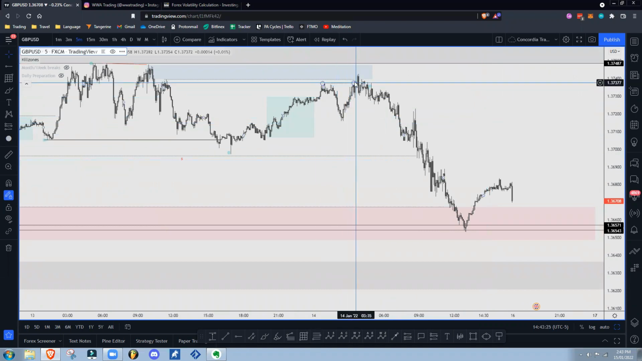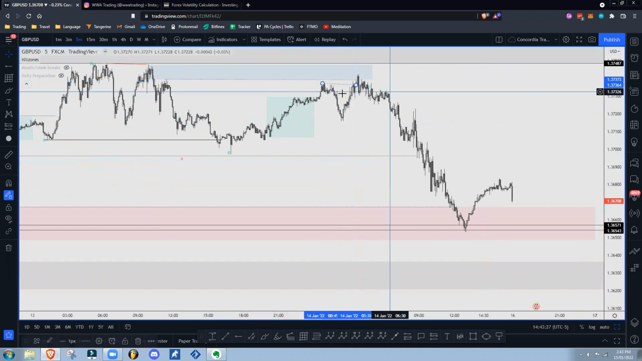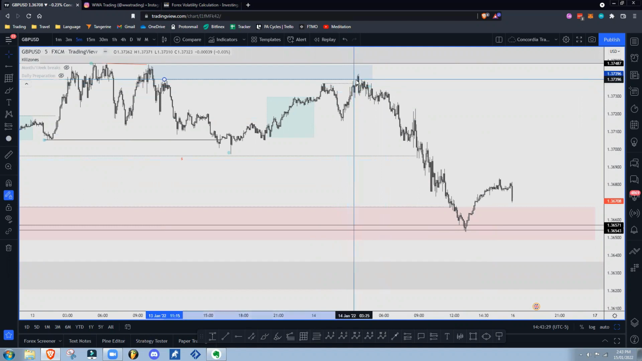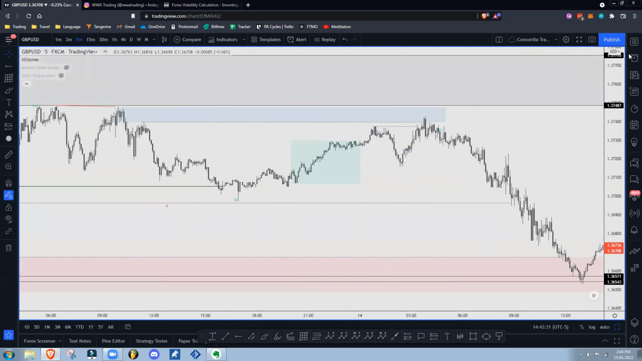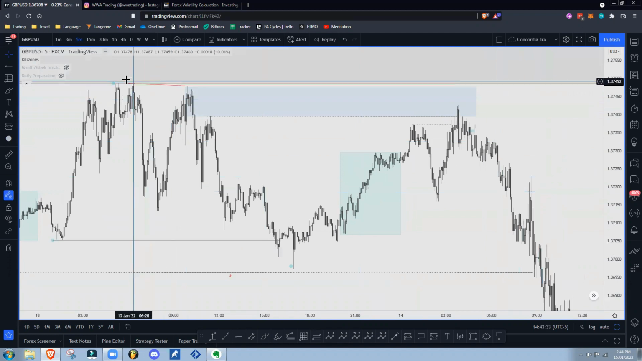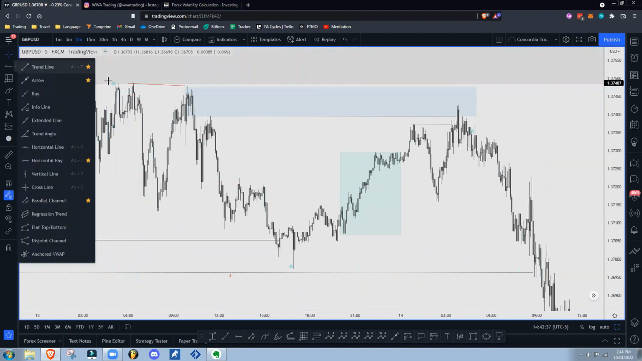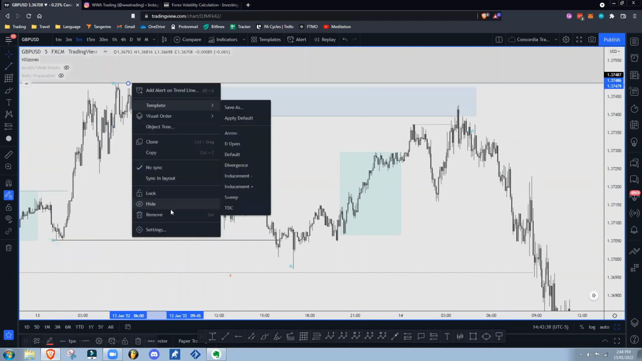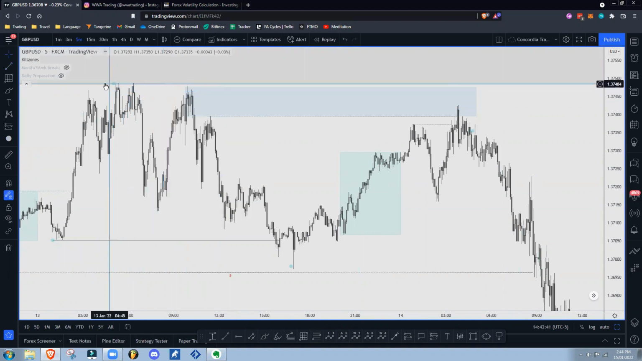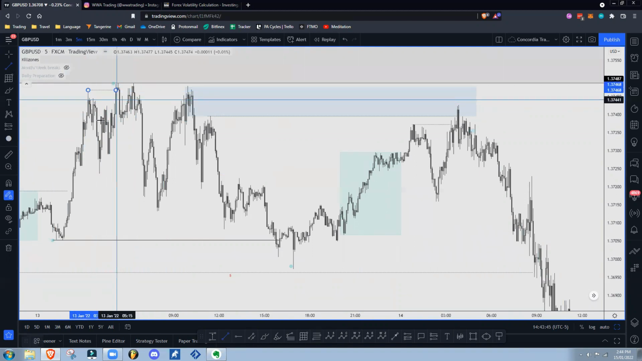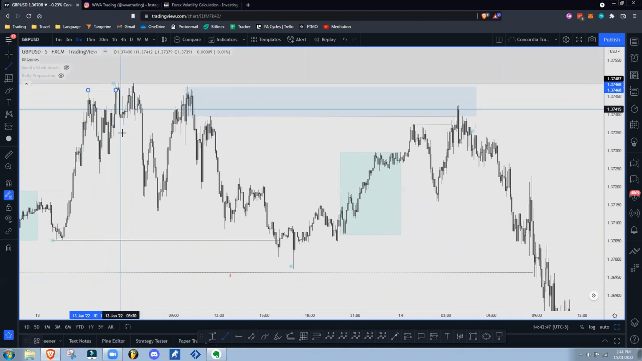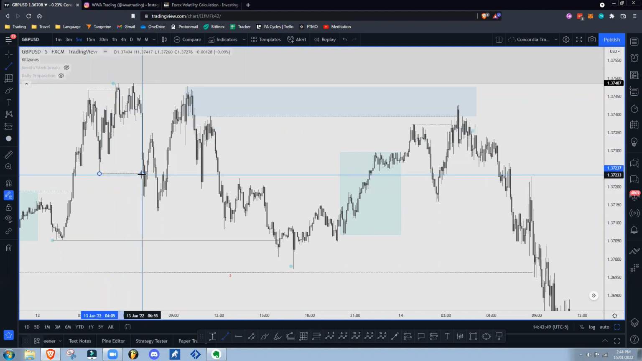Okay. So here's your sweep. Here's your sweep again into that POI. You can see here, right? We mitigated right there. We had a nice sweep on. Let me just get rid of this for a second. We had a break or sweep there. And then you can say break of structure. The main one was right here.